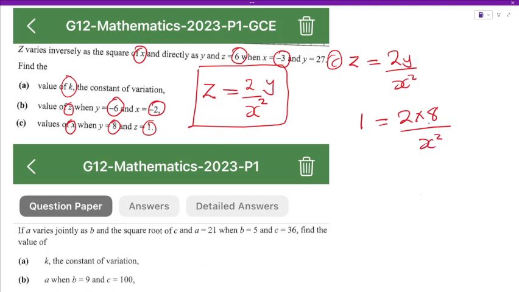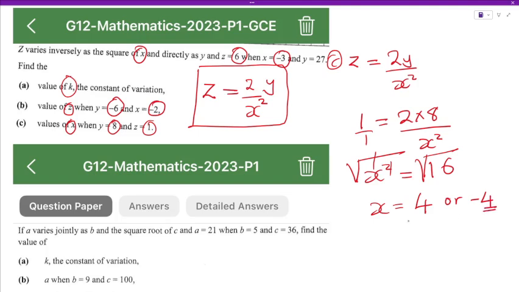Okay, then we can multiply. We're going to have 1 times x squared is x squared, and then 2 times 8 we can put a 16 there, and then we square root both sides. So there they'll cancel. X will be equal to, what's the square root of 16? Positive 4 or negative 4. Don't forget, whenever you square root a number, you need to put two values, a positive and a negative.